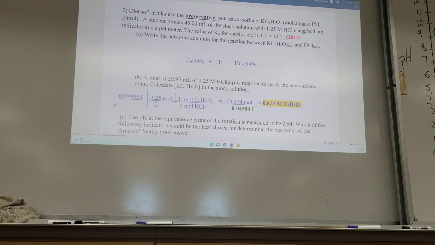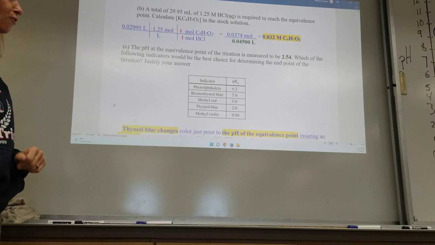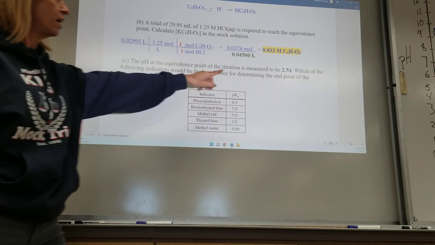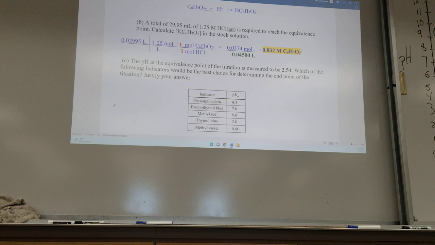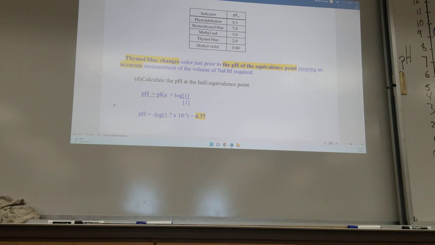Here's your net reaction. It's a base. Concentration is 0.832, so again, every year they give you a little high school titration, so fun and easy. We're going to use thymol blue. Oh my gosh, thymol blue? The end of the reaction is acidic. Oh my gosh. Why is the end of the reaction acidic? Because you're protonating a base, so the salt is acidic. So if it's acidic, 2.5, we're going to shoot for thymol blue. Thymol blue changes color just prior to the pH of the equivalence point, assuring a maximum accurate measurement.